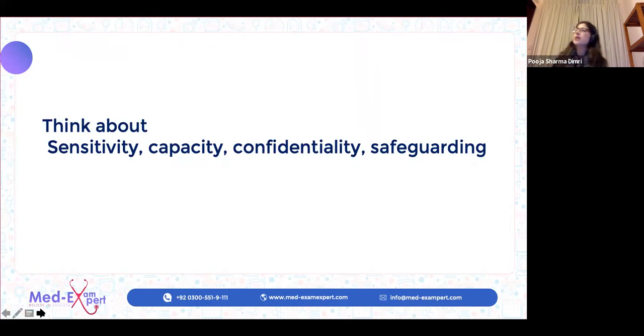There will be certain situations in the stations where you cannot maintain confidentiality. When you suspect that a child's life is at risk, a child is being ill-treated, and you need to involve the higher authorities, in those cases, the safeguarding principle comes into force and the confidentiality may have to be broken. So these are the broad things which you should remember in any of these stations.